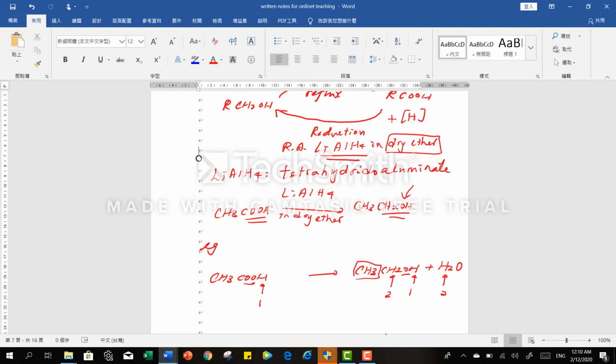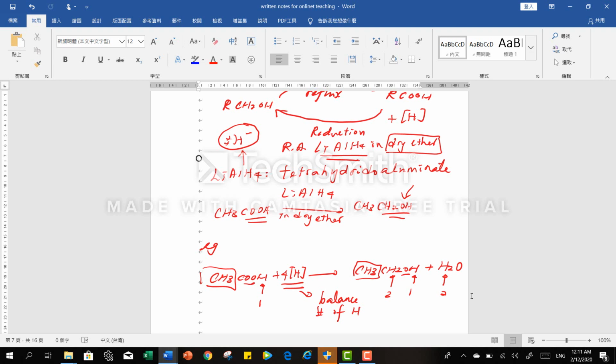If this part is the same, so you need 4 [H]. As the name goes, lithium aluminium hydride, this tetrahydroaluminate functions by providing hydride ion. But the mechanism is not included in the syllabus, so we use [H] to balance the number of hydrogen. That's the end of all the reactions of carboxylic acid, and that's the end of this chapter.